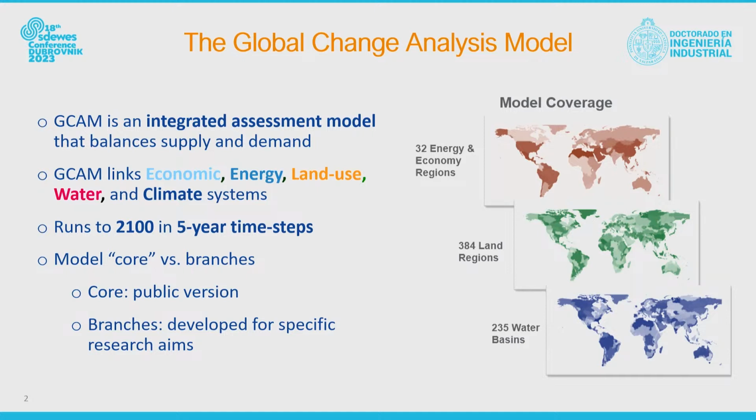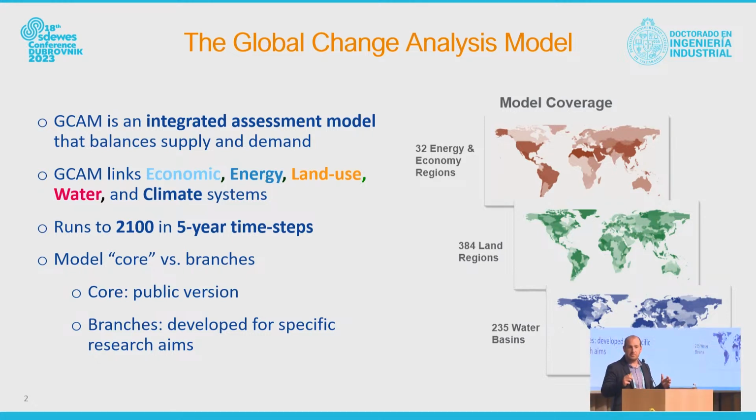So we actually model 384 different land regions in the world. From the water point of view, we do model 235 water basins globally. And all these interconnections are basically linked with the energy system and economic system, for which GCAM considers 32 global regions. So all of these regions from different systems are endogenously interconnected, and when the model is being solved, all of this is taken into account, not in the optimization as Henrik said, because GCAM is a partial equilibrium model. So there is some optimization here, but it's actually an equilibrium model.